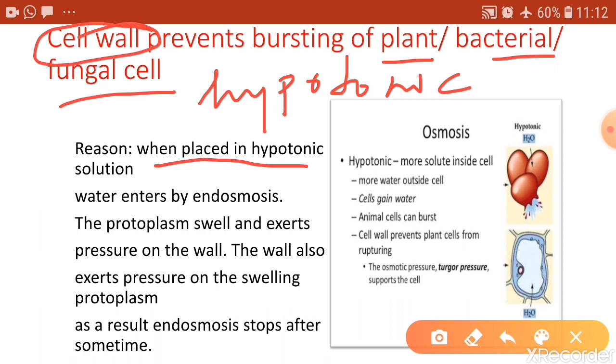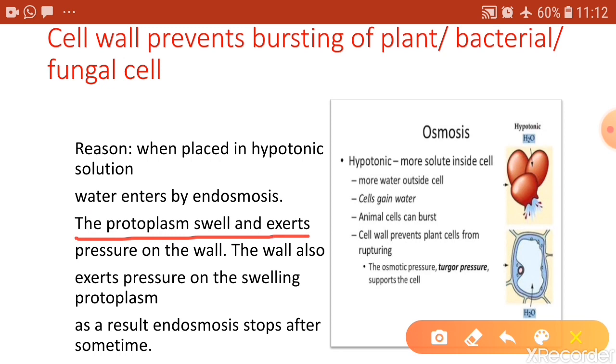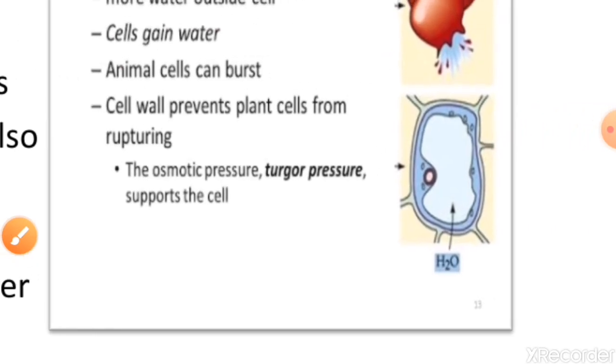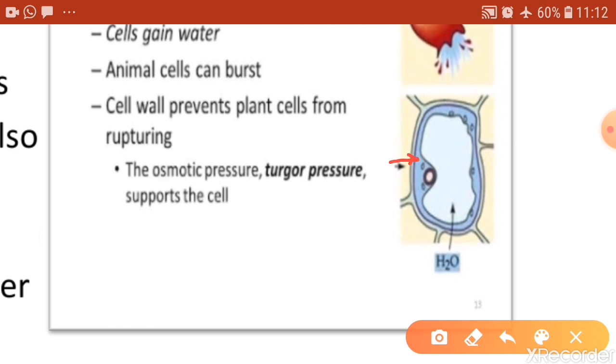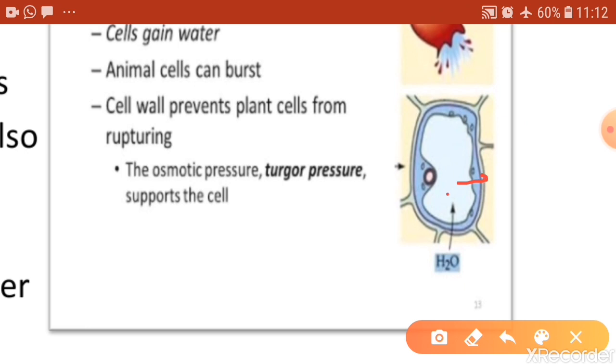When placed in a hypotonic solution, water will enter the cell by endosmosis, and when water enters by endosmosis, the protoplasm inside swells. You know what protoplasm is: the inner content of the cell is called the protoplasm. So this protoplasm starts swelling, and when it swells, it exerts pressure on the outer wall. The pressure exerted by the swelling protoplasm is called turgor pressure.